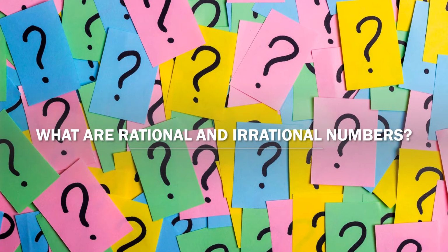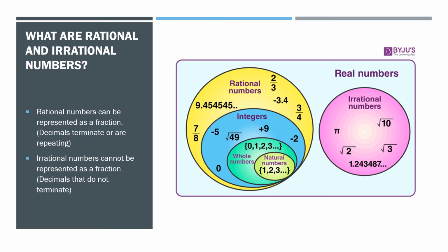What are rational and irrational numbers? Rational numbers are numbers that can be represented as a fraction, meaning they have decimals that terminate or repeat. They also contain integers, whole numbers, and natural numbers.